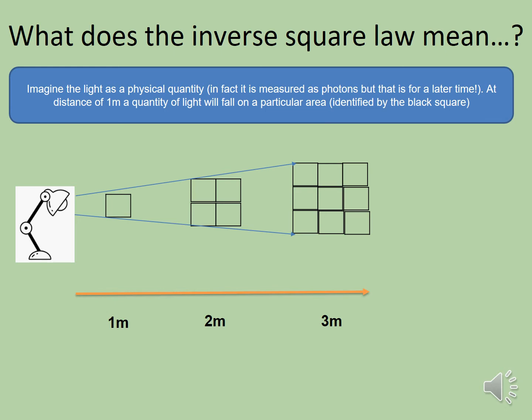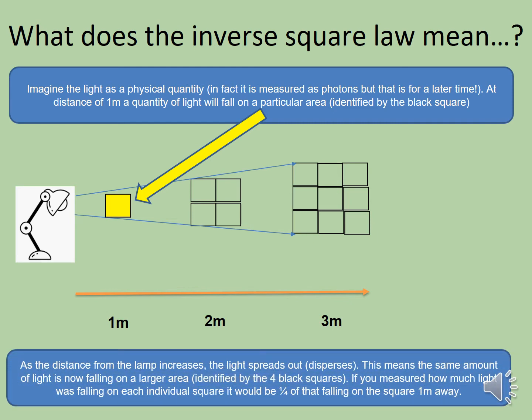So if we have a look at the diagram at 1 meter, a certain quantity of light is going to fall on a particular area. If you had a way of measuring this, you'd be able to record how much light was falling on that area, and this is represented by the single square box on the diagram. Here, the light is relatively concentrated. We're very close to the lamp, so quite a lot of light is going to fall in that particular area. We would say there is going to be a higher light intensity.